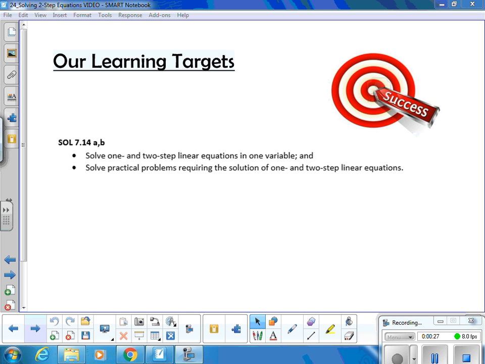Our learning target is to solve one and two-step linear equations with one variable, or one letter, and then to solve practical problems requiring the solution of one or two-step equations.